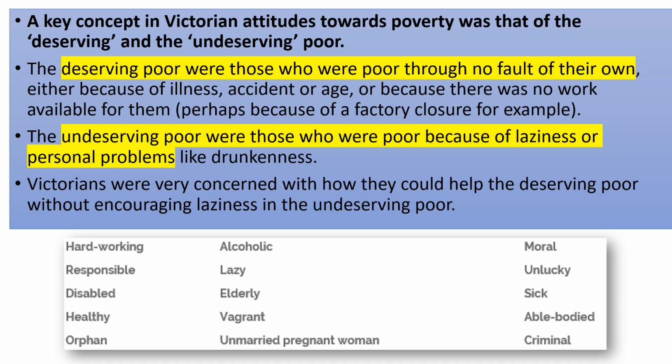And one of the last few things here is about the deserving and undeserving poor. The deserving poor were those who were poor through no fault of their own, for example illness, an accident, age, something like that. They were considered in society to be the poor that deserved support. Then you had the undeserving poor, those who were poor because of laziness or personal problems, such as drug addiction, drunkenness, being a criminal, things like that. So you have two different types of poor in society.